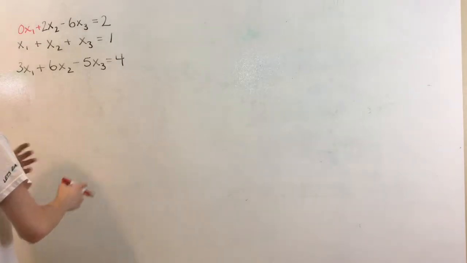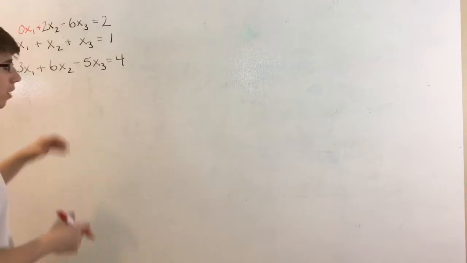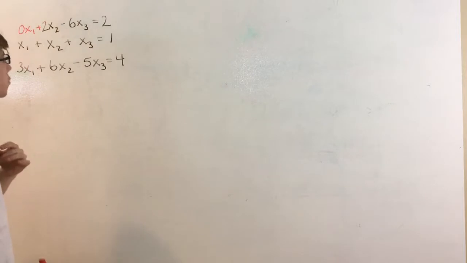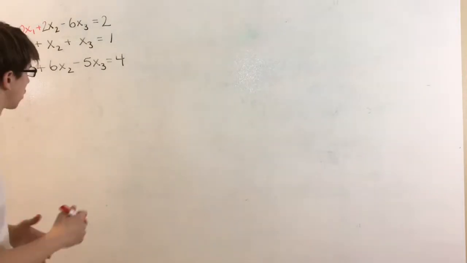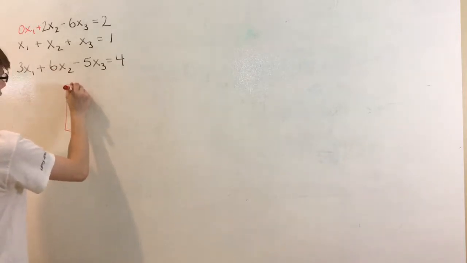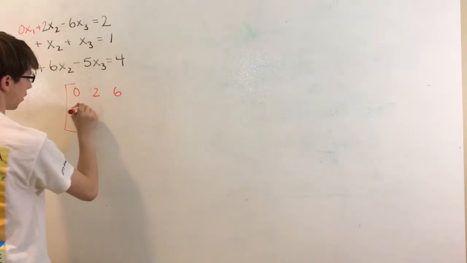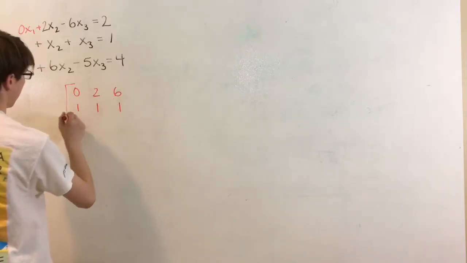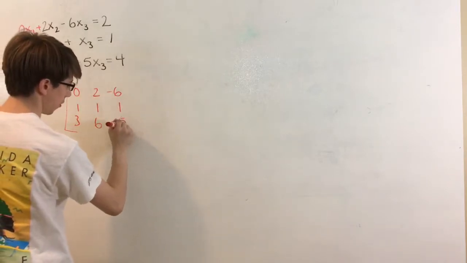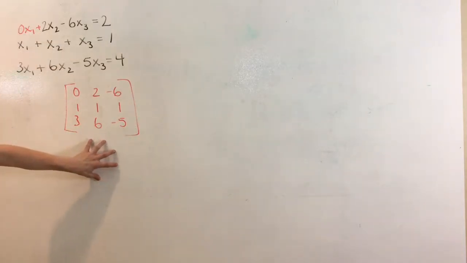All right, so we'll make what's called a coefficient matrix. We'll take each coefficient and put it in. We have 3 equations here and we have 3 variables, so this will be a 3 by 3 coefficient matrix. So we have 0, 2, negative 6, 1, 1, 1, and 3, 6, negative 5. Okay, so this is our coefficient matrix.